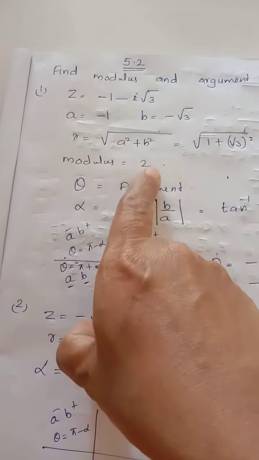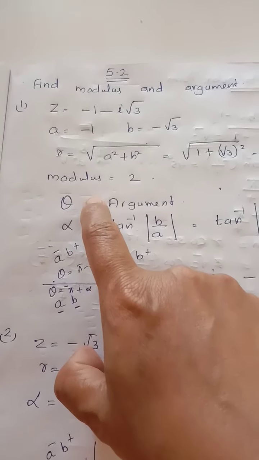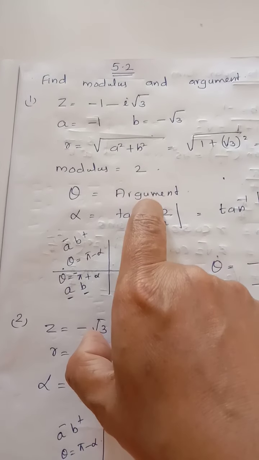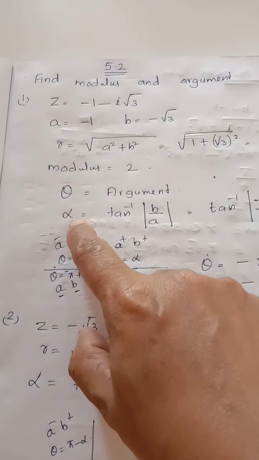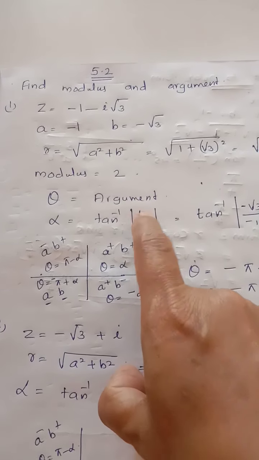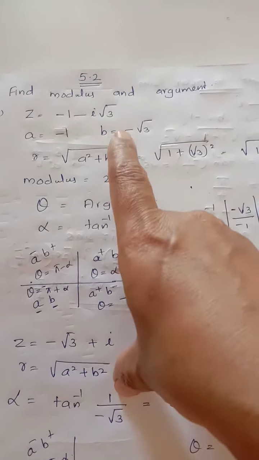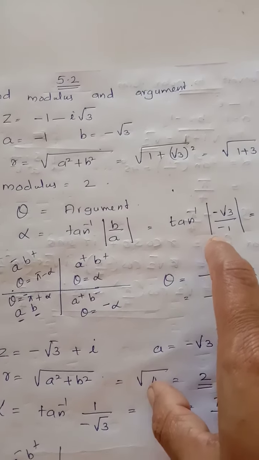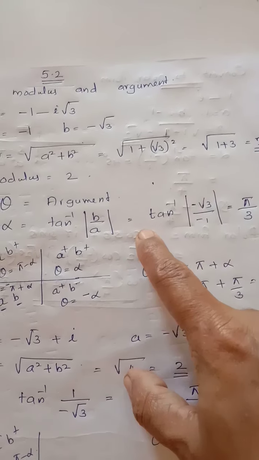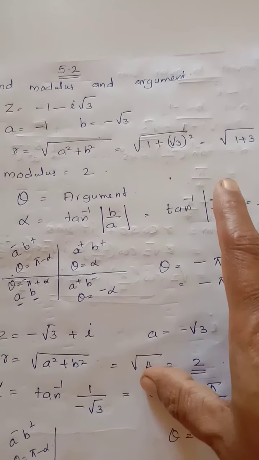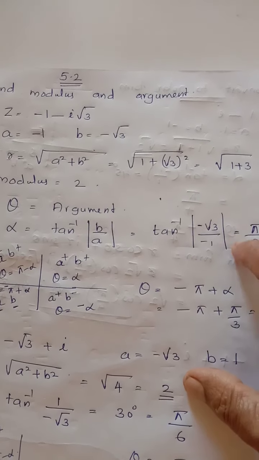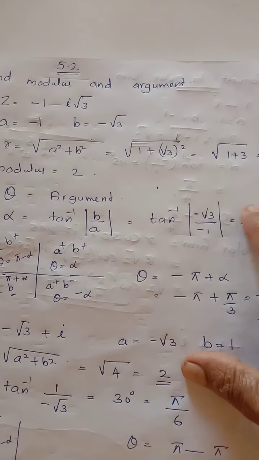Now the modulus we got is 2. The argument is theta, and we can't find the argument directly, so first we have to find alpha. We know the equation of alpha, tan inverse of modulus b by a. We will find tan inverse of minus root 3 by minus 1, that is tan inverse of root 3. When will tan be root 3? Tan will be root 3 at tan 60, that means pi by 3, 60 degrees.